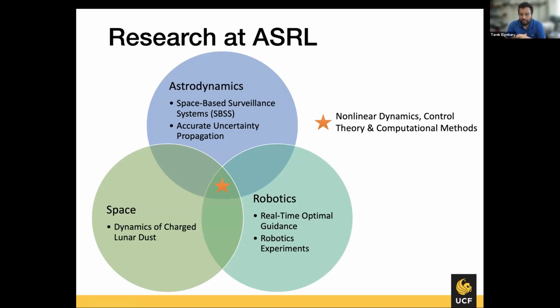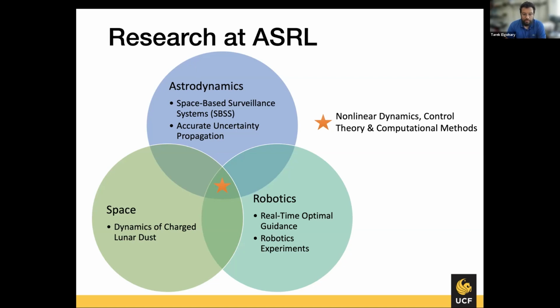The area of astrodynamics, which we'll be highlighting this afternoon, is mostly concerned with space-based space surveillance systems and accurate uncertainty propagation for space domain awareness type applications. The space portion has some collaborations with the physics department on understanding the dynamics of lunar dust, charged lunar dust to be more specific. And the final piece, which is related to robotics, is generally controls, optimal guidance, real-time optimal guidance, and robotics experience. Now, the common denominator in all of that is my background in nonlinear dynamics, control theory, and computation methods. So this is why we do what we do.